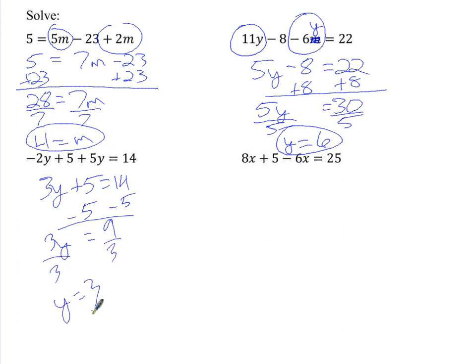y equals 3. Now, let's say this is an even problem in the book. What should we do? Plug it in. Take the 3, plug it in up here. What do we get here for this term? Negative 6. What do we get for this term? 15. So we have negative 6 plus 5, which is negative 1, plus 15, which is 14. So we get 14 equals 14. This is the correct answer.